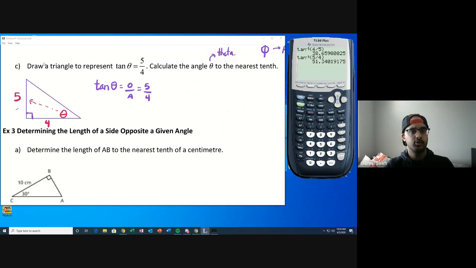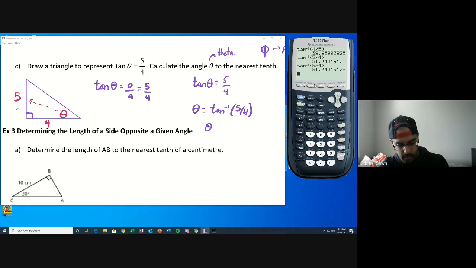Okay, we're asked to draw that triangle to represent this, which we have done. Now we have to calculate the angle to the nearest tenth. So we're told to use tangent again. So let's do just that. So tan theta is 5 over 4. In order to get rid of tangent, I have to do that inverse function once again. So theta is going to equal the inverse tangent of 5 over 4. Grab your calculator, find that inverse button. 5 over 4. We actually just did it. So the answer shouldn't change.